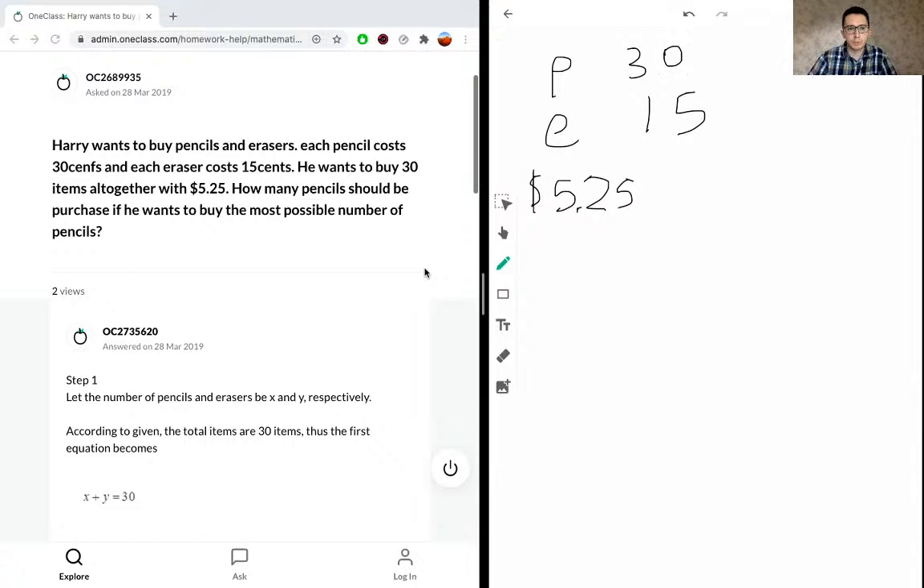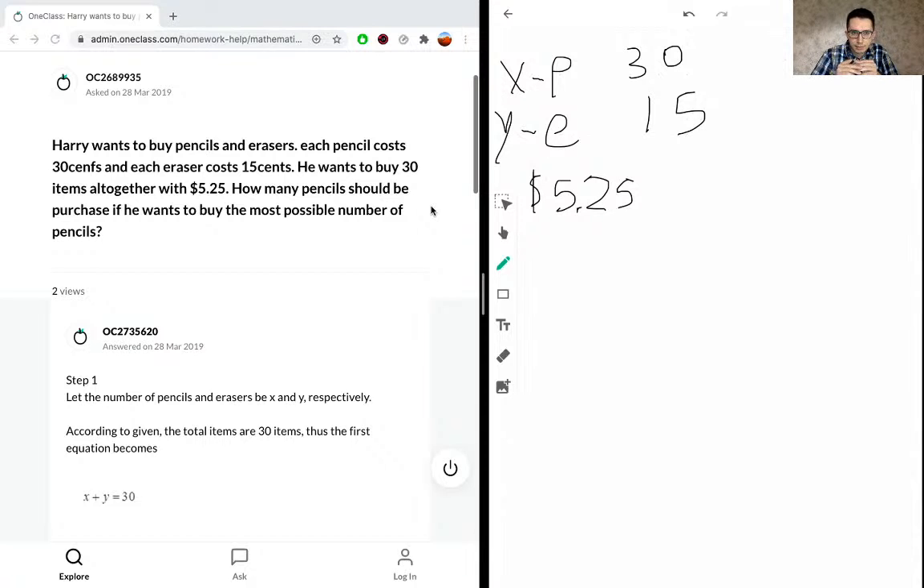How many pencils should be purchased if he wants to buy the most possible number of pencils? So we want to purchase the maximum number of pencils. And another important fact that's given, he wants to buy 30 items altogether. So pencils and erasers in total will be 30 items. We'll define pencils as X, and we'll define erasers as Y, just to give a quantity variable for each component.